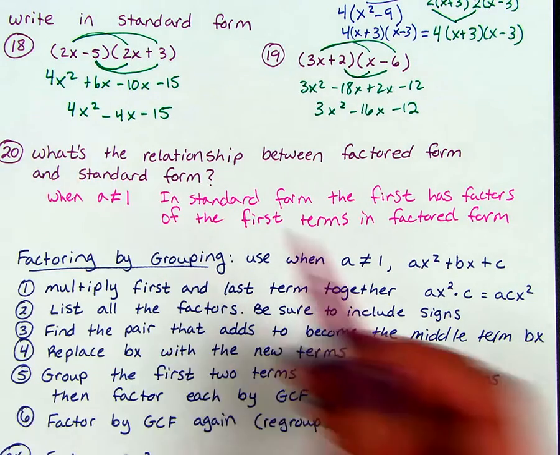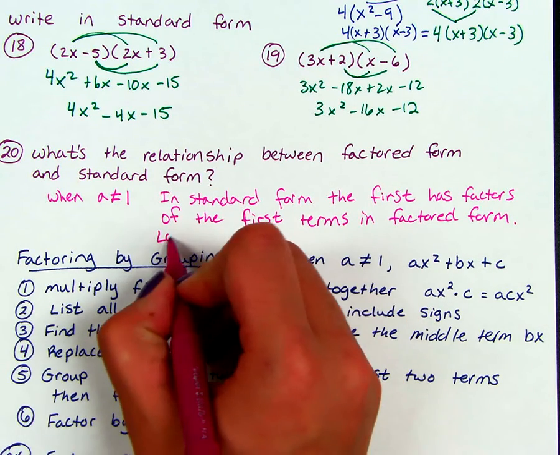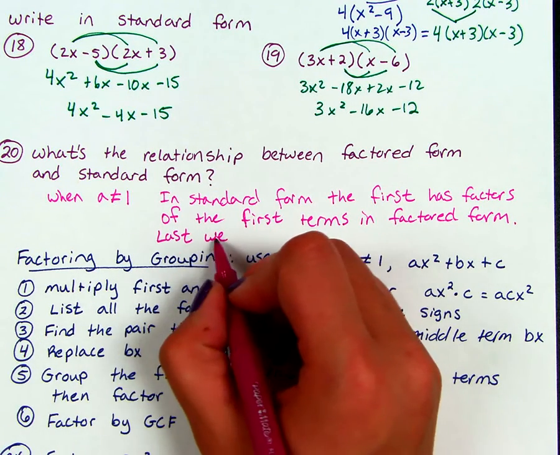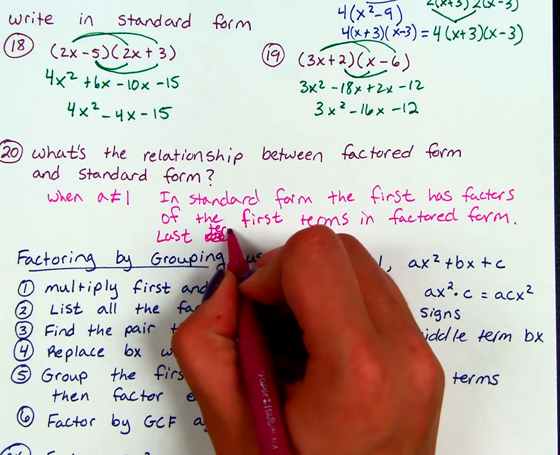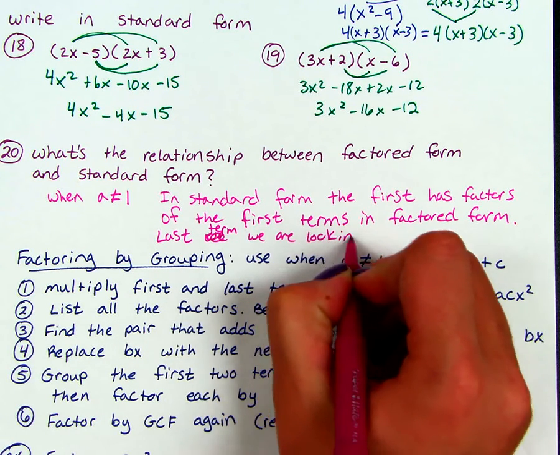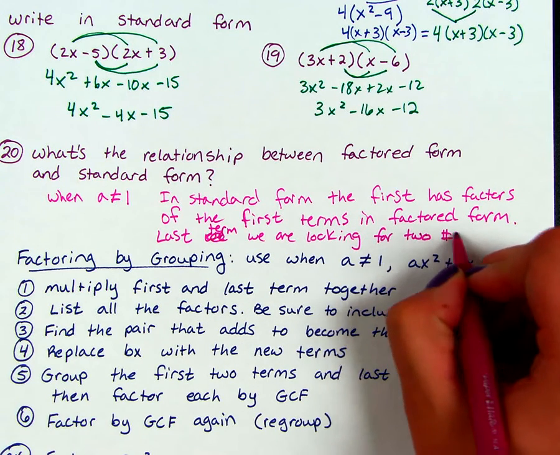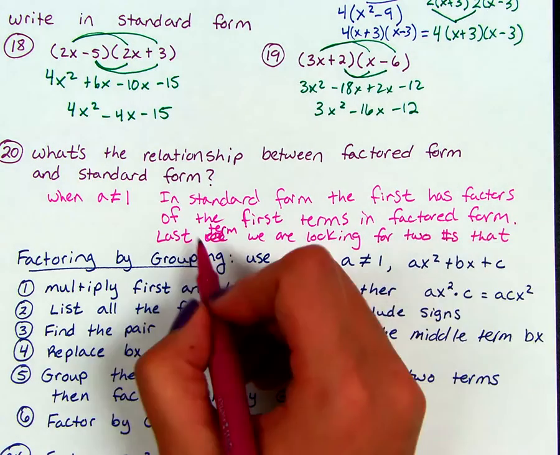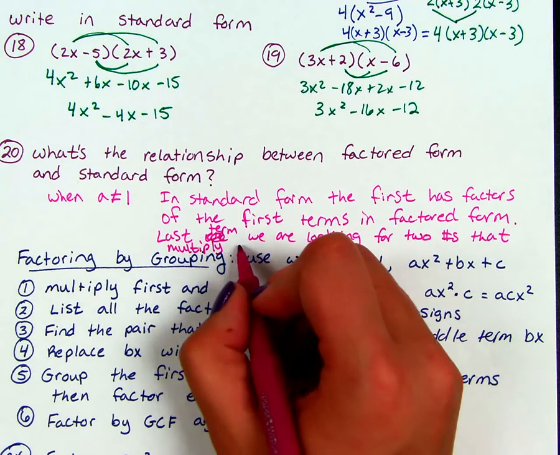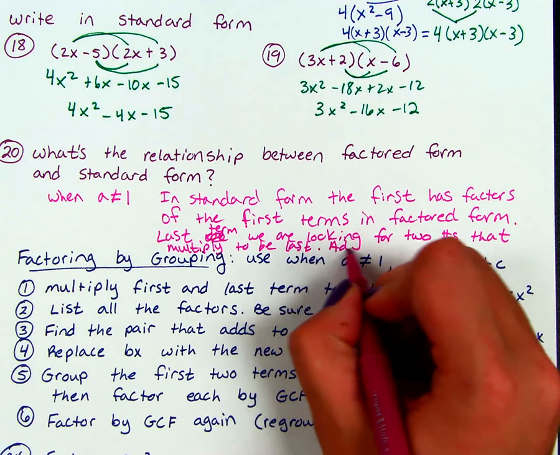Okay. And then for our last term, we are looking for 2 numbers that multiply to be that. And when we simplify, they still need to add to be the middle term.